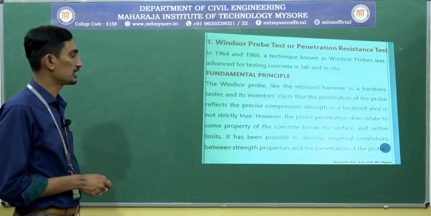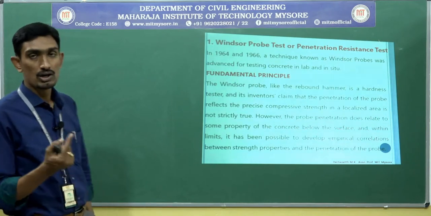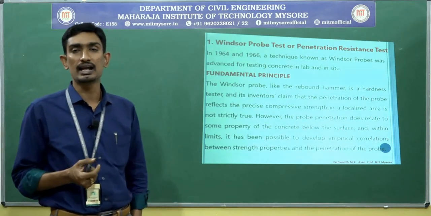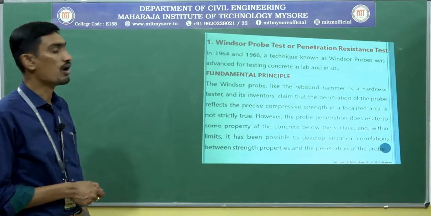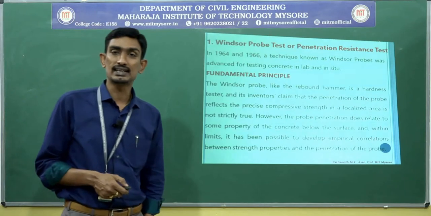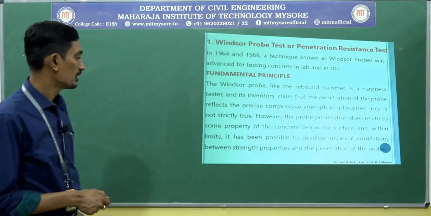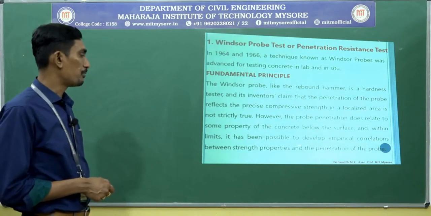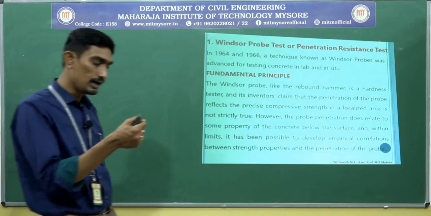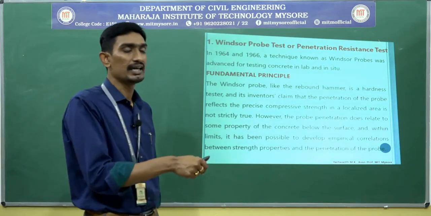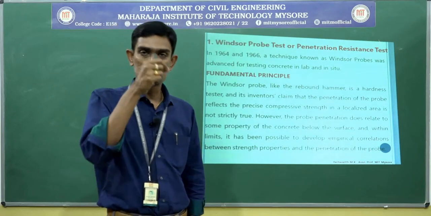However, the probe penetration does relate to some properties of the concrete below the surface. Whatever probes we penetrate inside the concrete will relate to a property of the concrete. That property we are going to assess is strength, which I am going to explain now. And it has been possible to develop an empirical correlation between the strength and the penetration. Whatever penetration I perform inside the concrete will be correlated with the strength. How much is the penetration?